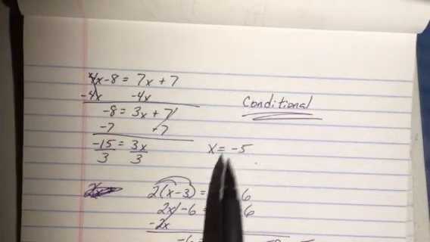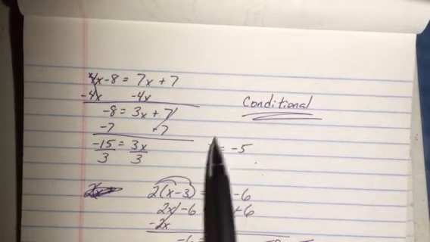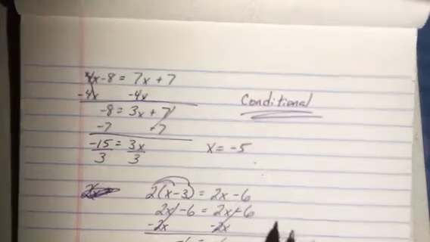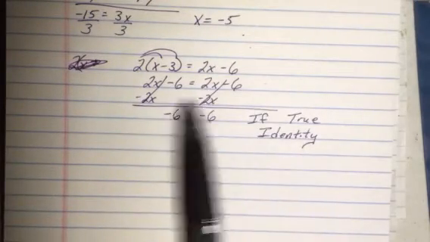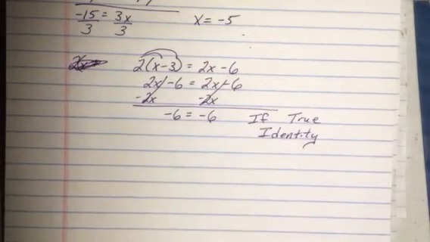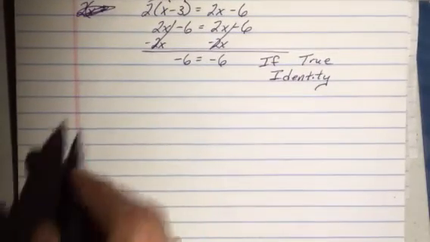First one, only one number will work. That's the condition. The identity, any number works. And then one more.